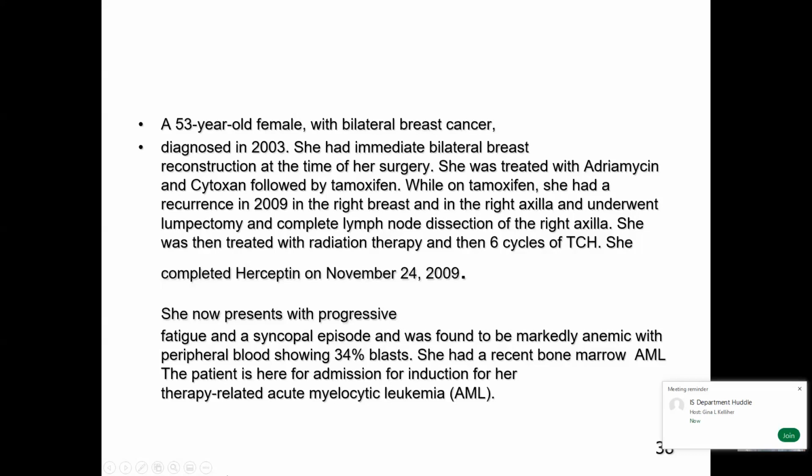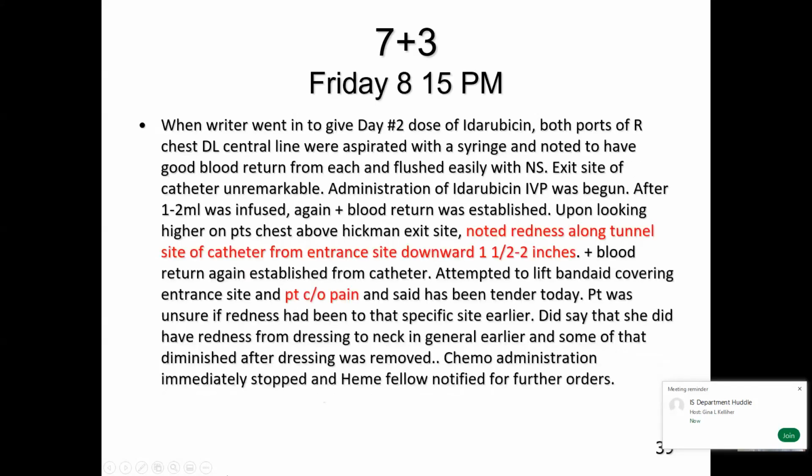So she has therapy-related AML, which is again one of the side effects that you have with anthracyclines, especially when used in combination with other drugs like alkylating agents, so the AC regimen for breast cancer, for example.